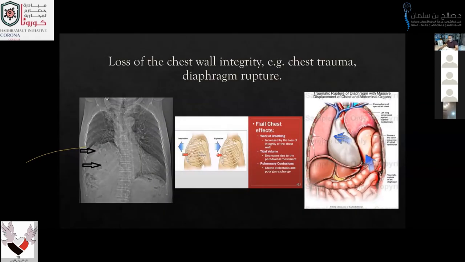Loss of chest integrity, such as chest trauma or diaphragm rupture. Here we have a patient with a diaphragm rupture and migration of the abdominal cavity organs into the thoracic cage. Here a film and cyst, and this one a diagram of migration of the abdominal organs into the thoracic cavity due to a diaphragm rupture.